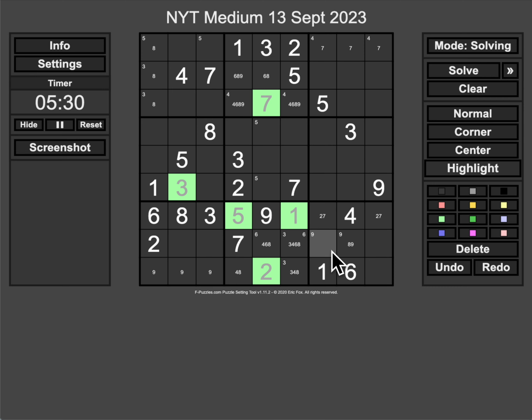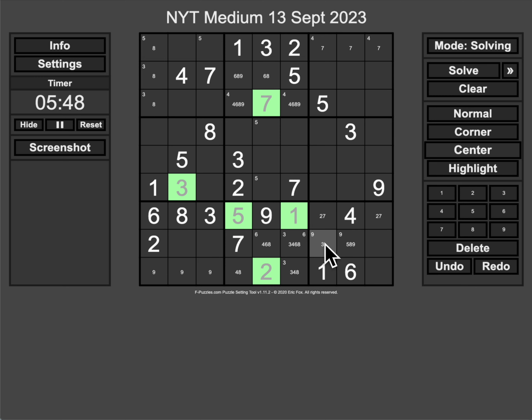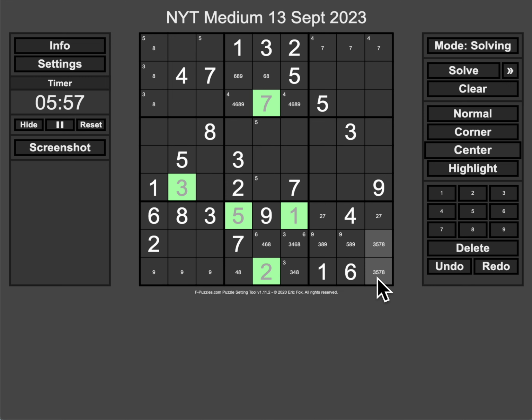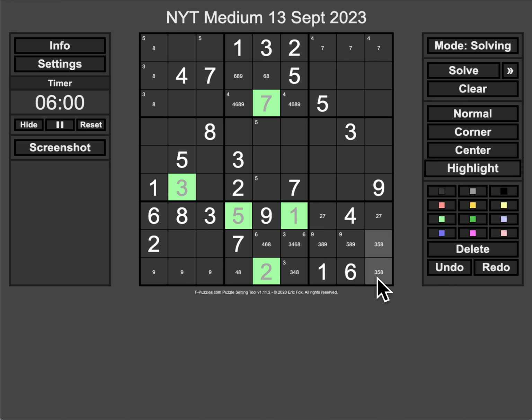No. 1, 2, 4, 6, 7. I need 3, 5, 8, and 9. You know, this could still be 5. Okay, this ends up as 3, 8, or 9. These can be 9, but these are 3, 5, or 8. Okay, do I have anything with 5 digits in it? Not really.